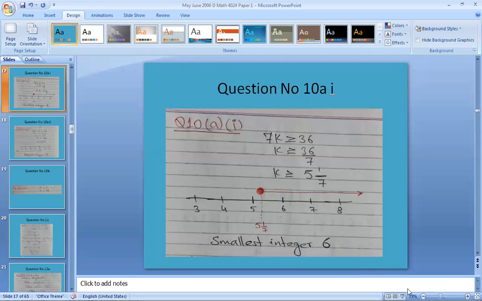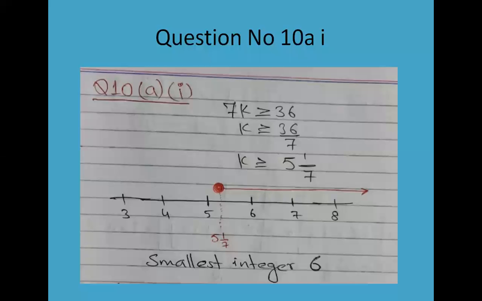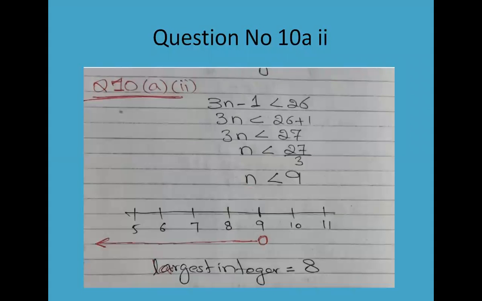Question number 10, and it's B part. Okay, so we have 3n minus 1 is less than 26. This minus 1 will go to the other side. It will add. So you will have 3n less than 26 plus 1, 3n less than 27. And that 3 is multiplied with the n. When it will go on the other side, it will divide. So n is less than 27 by 3. So 27, 3 will be cancelled. So n will be less than 9.